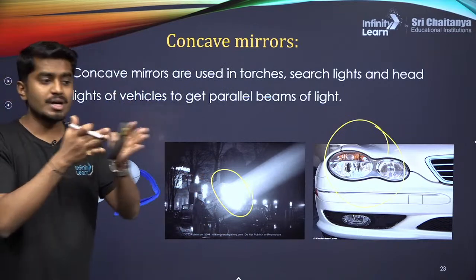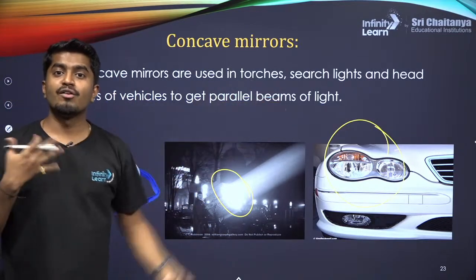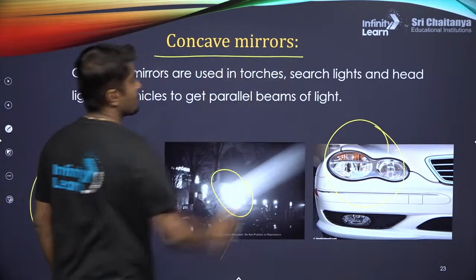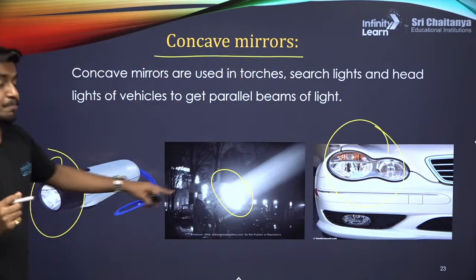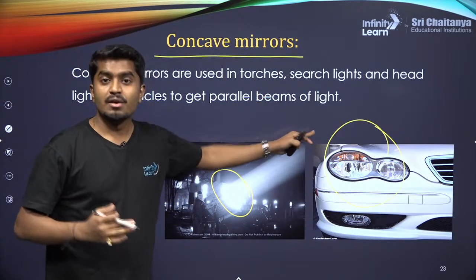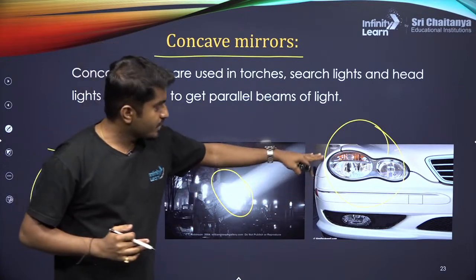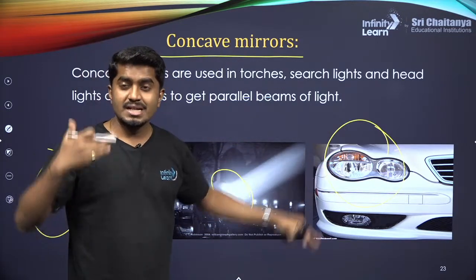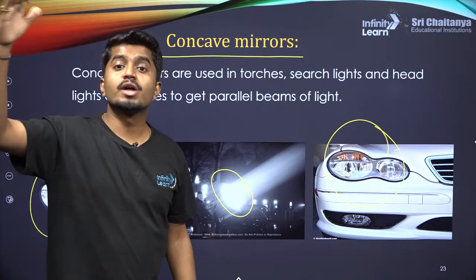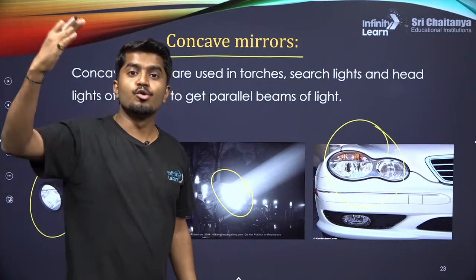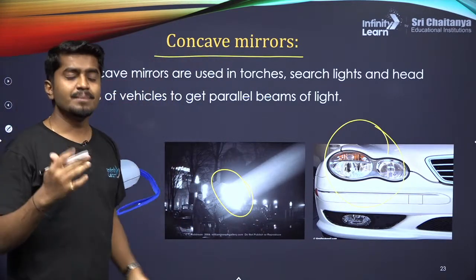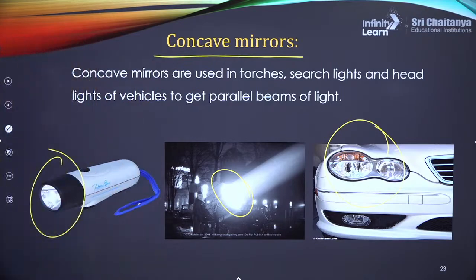If you want to produce a parallel beam of light, then we use the concave mirror. A small bulb is placed at the focus, and because of that you get this beam of light. If you place it in your car, the car can produce a light which can go to kilometers, and you can see the road, right? So these are the applications of concave mirror. There are many more coming up.